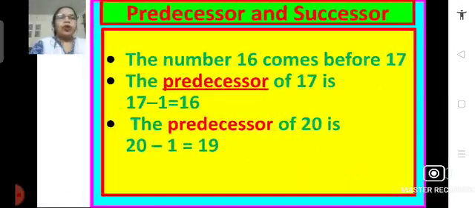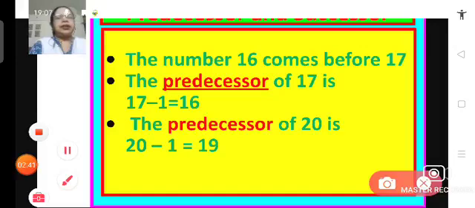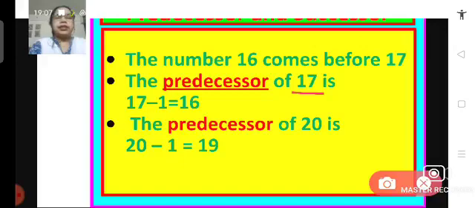Similarly, if we want to find the predecessor of a natural number, then what do we do? We subtract 1 from the natural number and get its predecessor. Suppose for example, we want to find the predecessor of 17. Then we subtract 1 from 17 and we get 16 as the predecessor of the number. Similarly, if we want to find the predecessor of natural number 20, we subtract 1 from it and we get 19 as its predecessor.